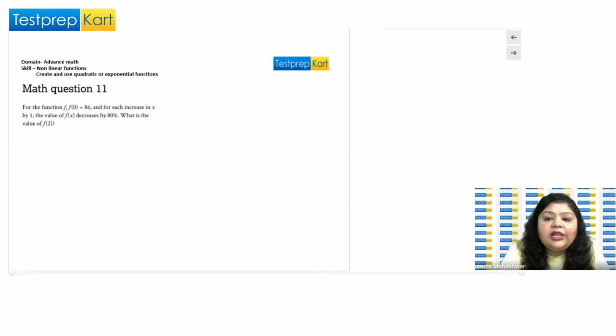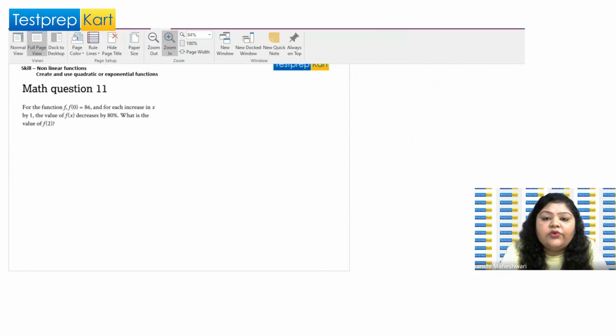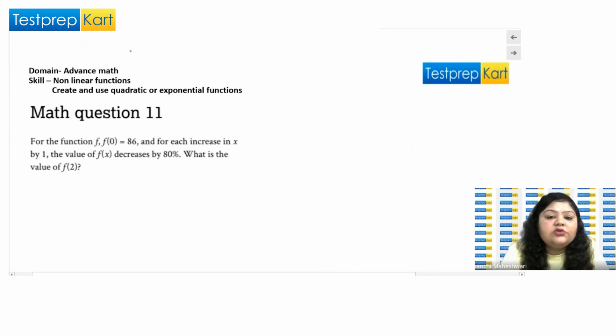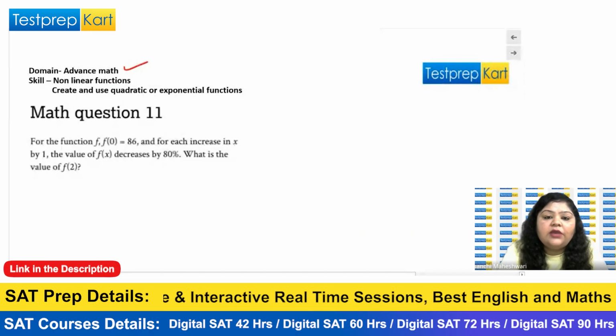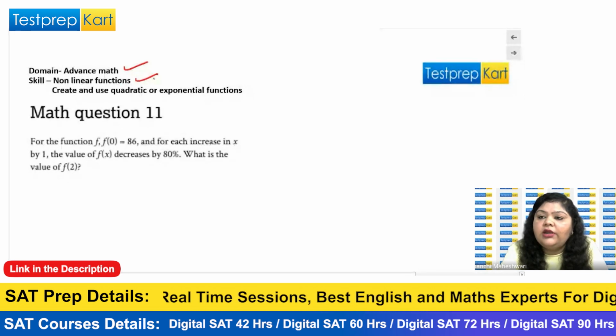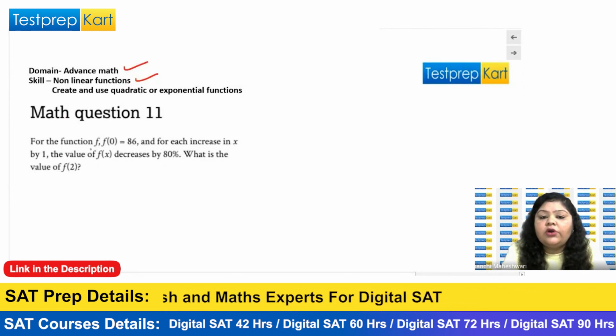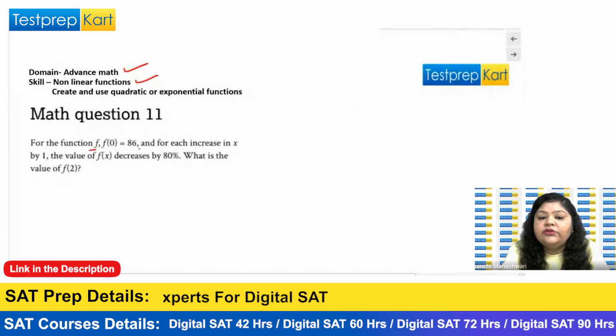Question 11. Let me zoom in on this question a little bit for you. Yes, now that's clearly visible. This also belongs to the same module, advanced math, and the same topic, nonlinear functions.